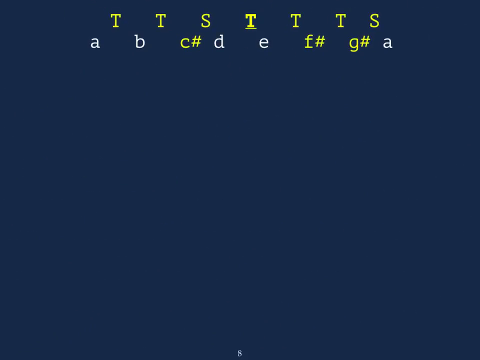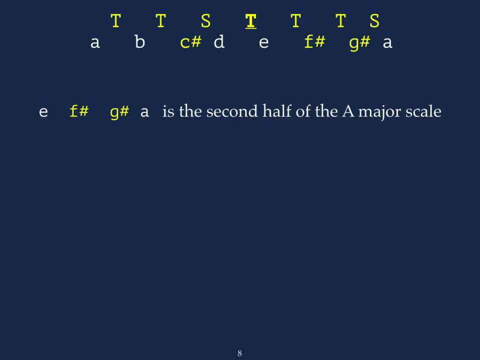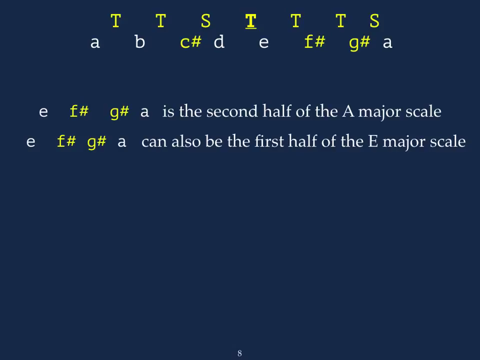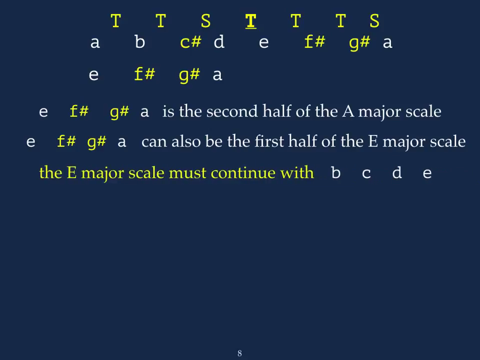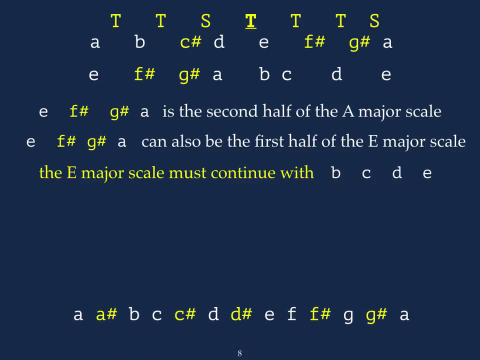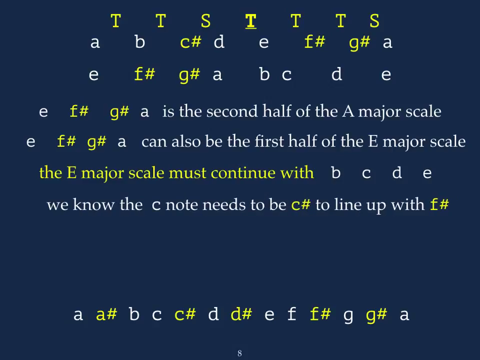So now we're going to take E, F sharp, G sharp, A, the second half of the A major scale, and we're going to make it the first half of the E major scale. We're going to carry on with B, C, D, E. Here's our choice of 12 notes at the bottom. We already know the C note needs to be C sharp to line up with F sharp. There it is, take away C.